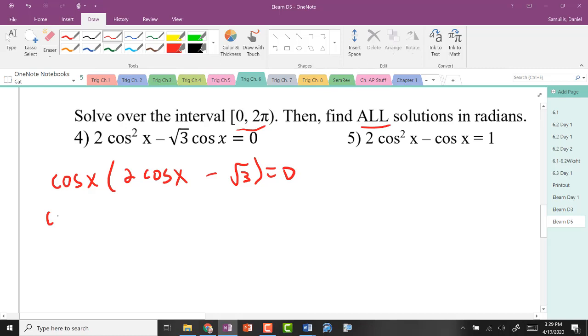Zero product property. Cosine of x equals 0. And then add root 3, divide by 2. Cosine of x equals root 3 over 2. All right, 0 over 1, x is 0.